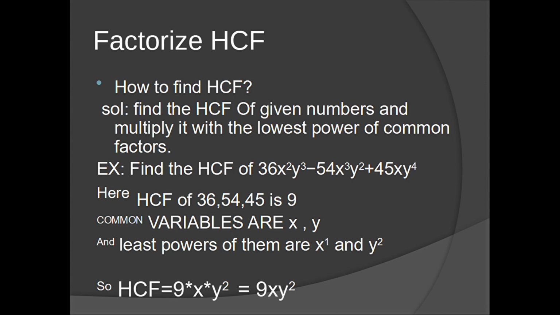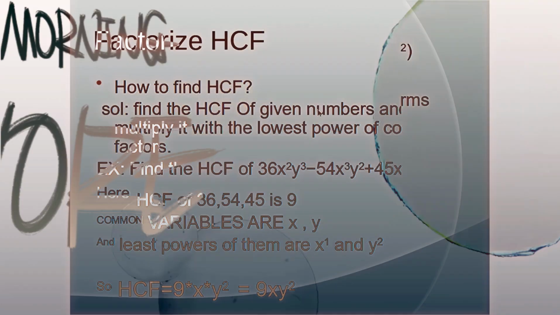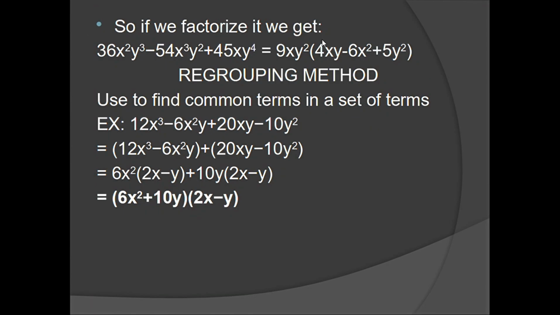which is the HCF of this whole expression. And later on, if you factorize it, we'll get 9xy square common, and in the bracket you'll get 4xy, because 9xy square into 4xy gives 36x square y cube, minus 6x square plus 5y square, following through like that. So 9xy square into 6x square gives minus 54x cube y square. So taking HCF is easy in expressions if you understand it clearly. To get it perfectly, you need to practice some sums. If you want, I will post it in one video.